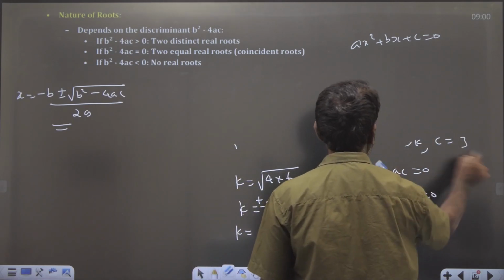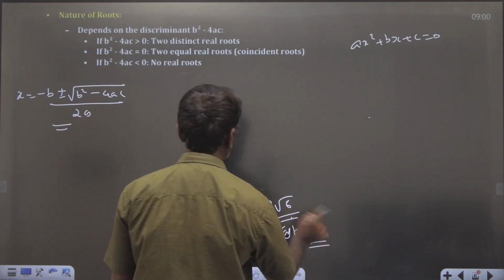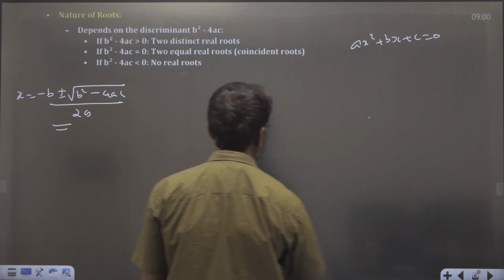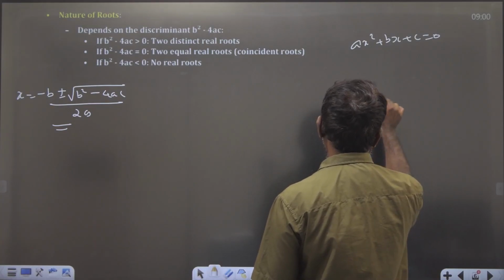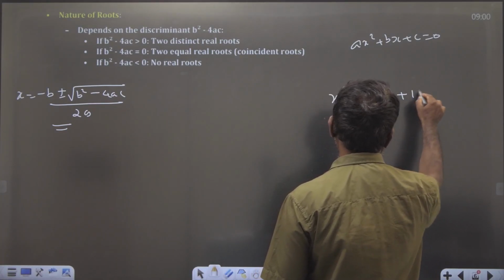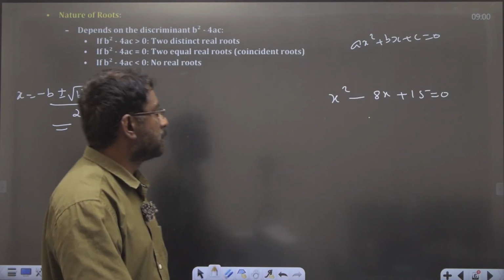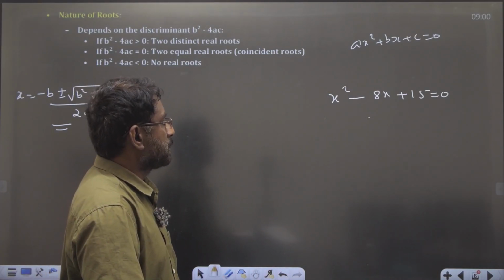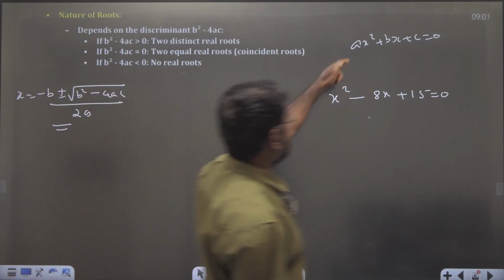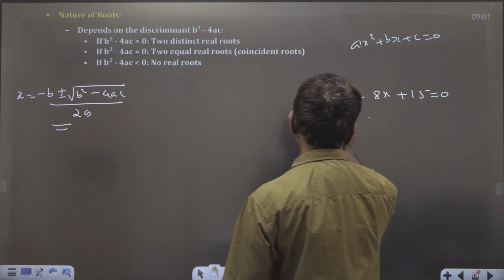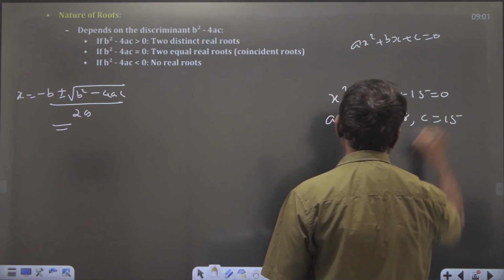Use quadratic equation. Solve x square minus 8x plus 15 equal to 0. So compare with this original equation. That is a is equal to 1, b equal to minus 8, c is equal to 15.